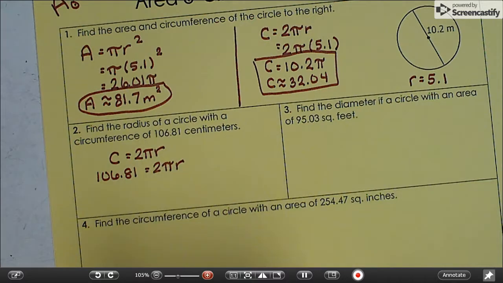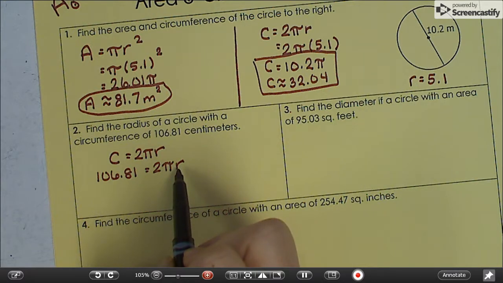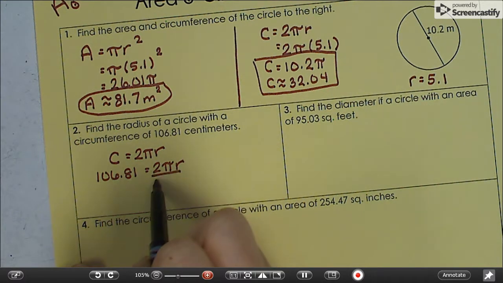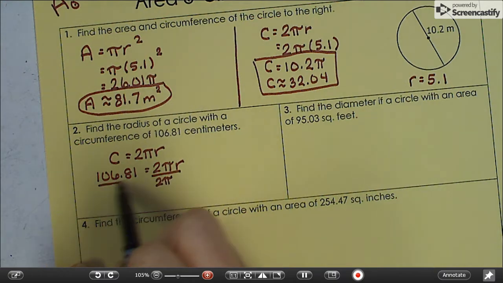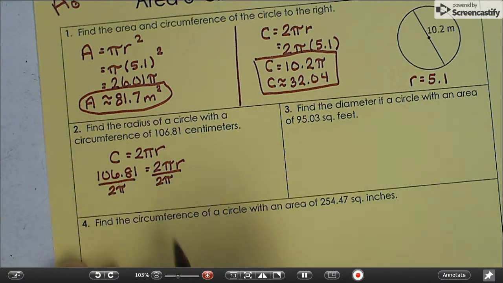2 pi is an actual number. Pi is not a variable. We can treat it like that sometimes, but it's not a variable. The only variable on this side is r. So in order to get the r alone, we're going to divide by 2 pi, because 2 pi is an actual number.